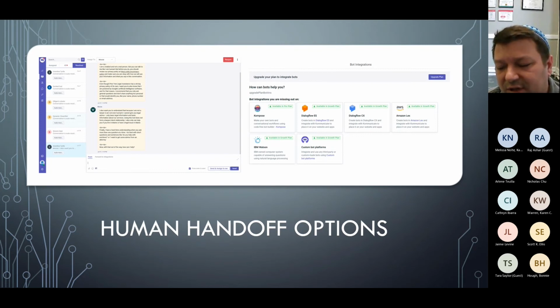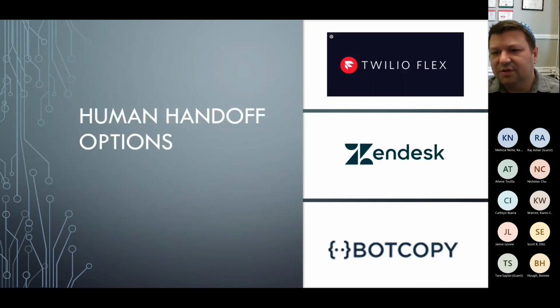So this would allow human employees to monitor the website conversations and then jump into the conversation if they want to. And then on the right is a screenshot showing all the different platforms that Communicate supports integration with. So they support Dialogflow, Amazon Lex, Watson, and a couple others.